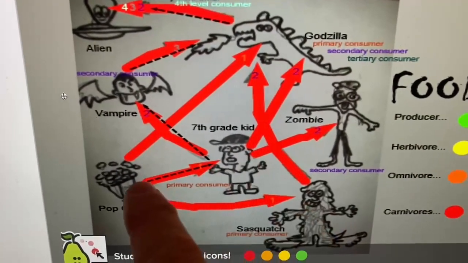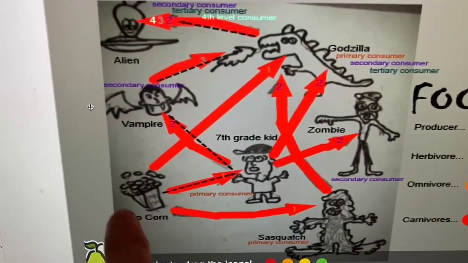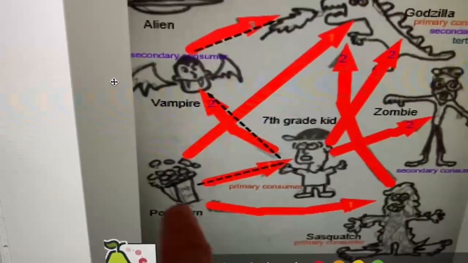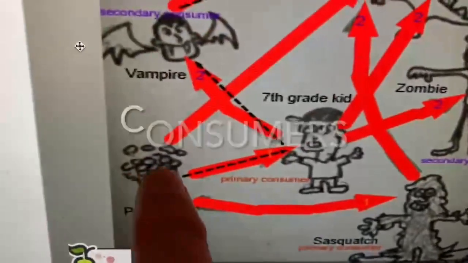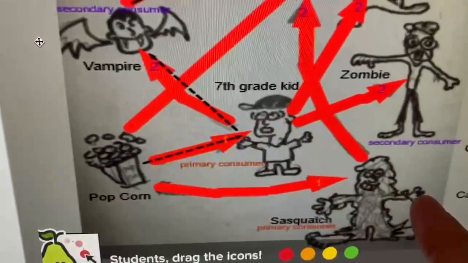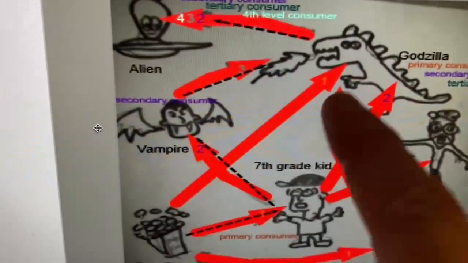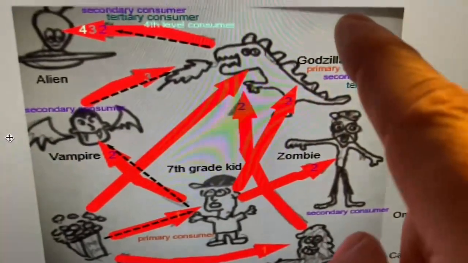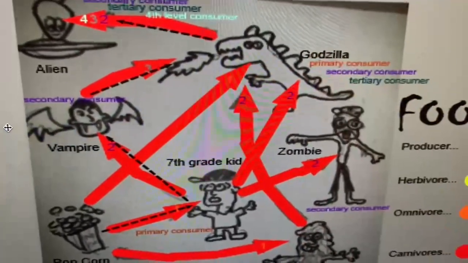7th grade kid eats popcorn. Notice popcorn is the only one that doesn't have any arrows going to it. That's how you can tell what the producer in a food web is. And there are 3 arrows going from it, so there are 3 organisms that are primary consumers that eat popcorn. Sasquatch only eats popcorn. 7th grade kids only eat popcorn. Godzilla eats popcorn, and 7th grade kids and Sasquatches. So Godzilla can be a primary consumer, a secondary consumer, even a third level consumer.